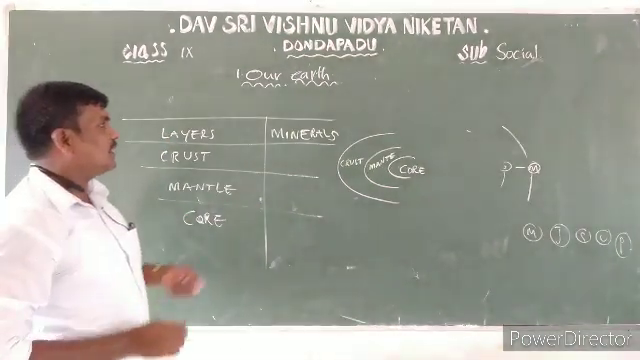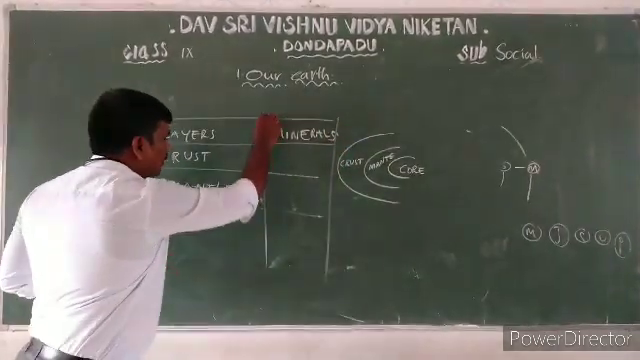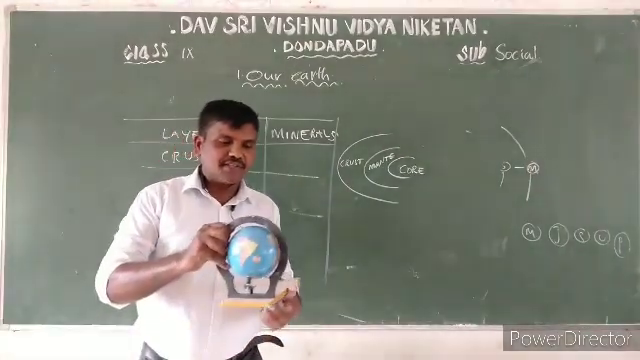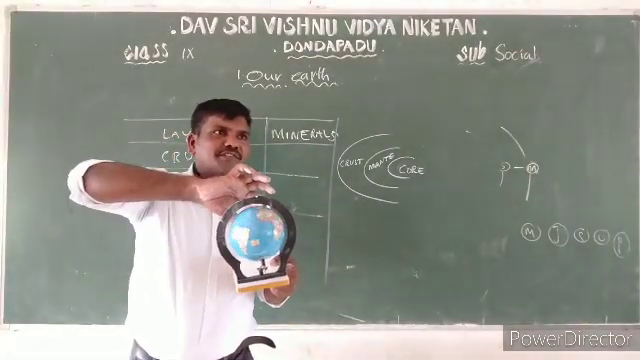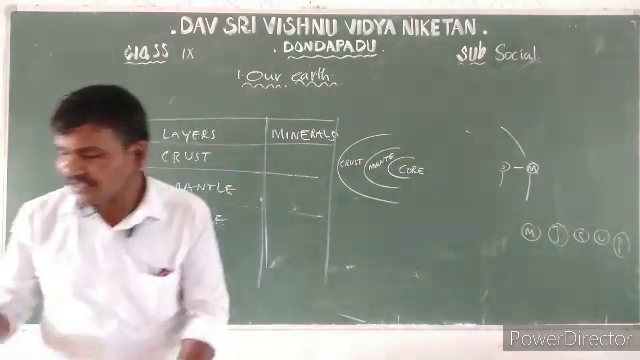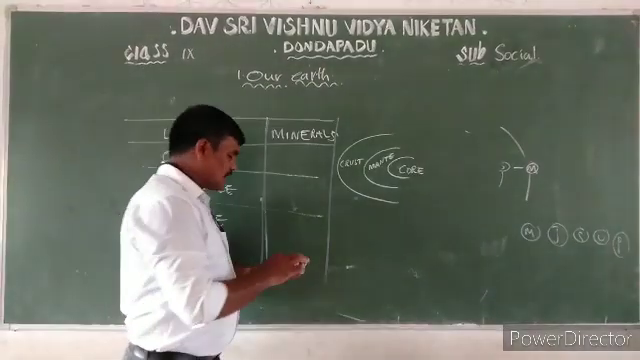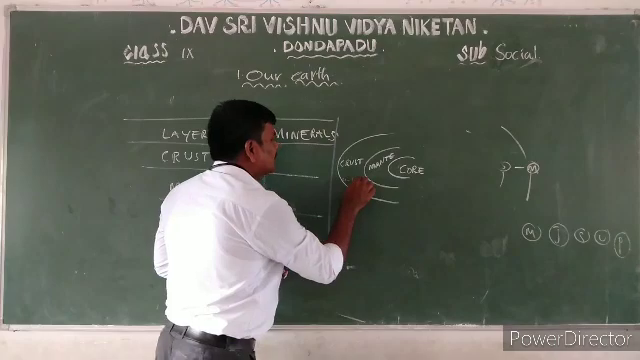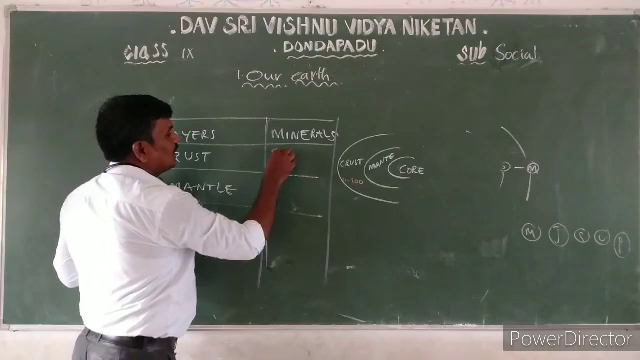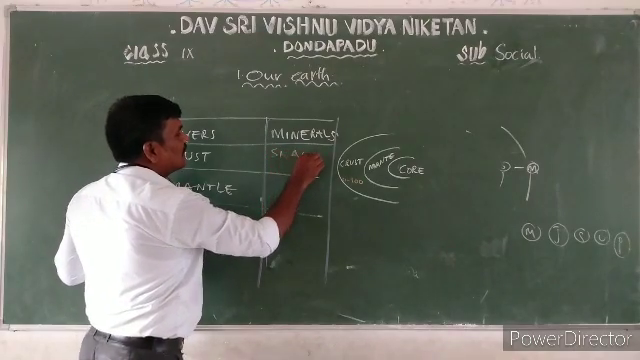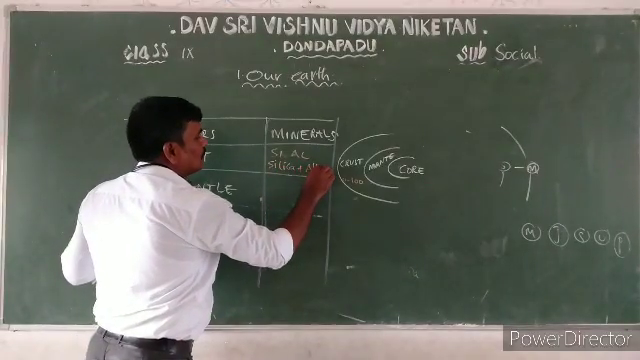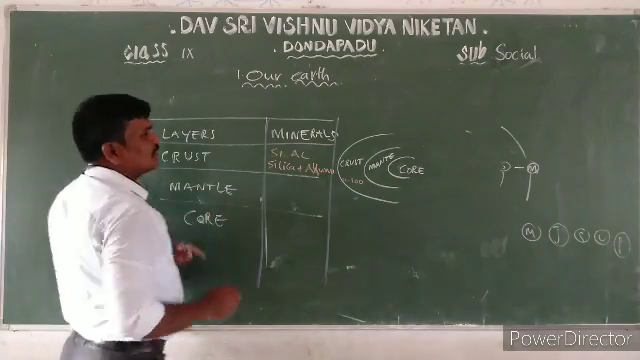Now look here. See the minerals. This is the shape of the earth. First of all, the crust is there. The crust extends how many kilometers? 0 to 100 kilometers. What are the minerals we get here? Sial, silica plus aluminium.